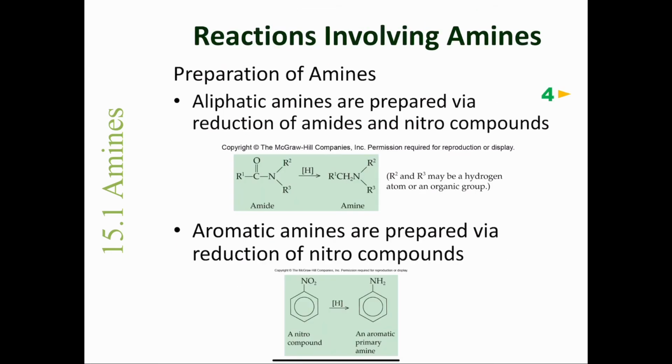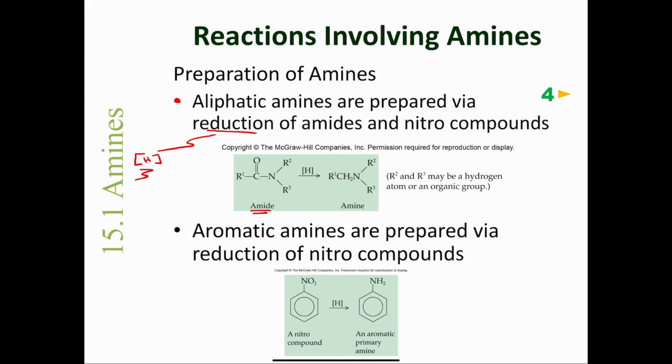Now let's talk about reactions involving amines, and we'll start with the preparation of both aliphatic and aromatic amines. It says here that aliphatic amines are prepared via reduction of amides and nitro compounds. So you remember an amide functional group, and you remember also that when we want to show reduction in Chemistry 102, we use a hydrogen atom inside these square brackets, because in organic chemistry, reduction can be regarded as the loss of oxygen or the gain of hydrogen.